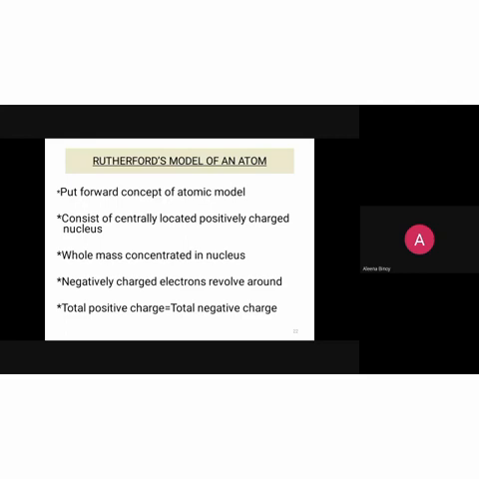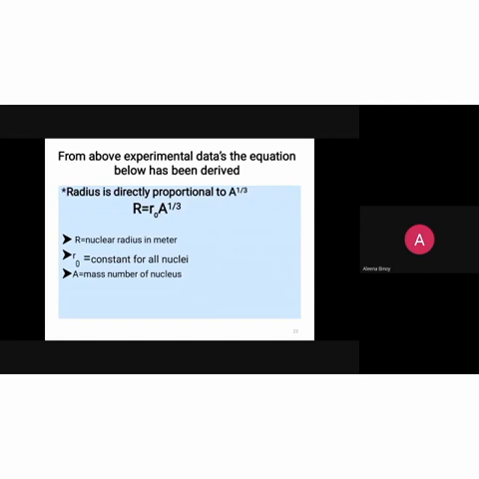Next slide, please. So from the above experimental data and observations, we get an equation for the radius. The radius is directly proportional to A raised to 1 by 3. That is, R is equal to R naught A raised to 1 by 3. Here R is the nuclear radius, R naught is a constant for all nuclei, and A is the mass number of the nucleus. So this is about nuclear radius, and now we can move on to the next topic, that is nuclear density.